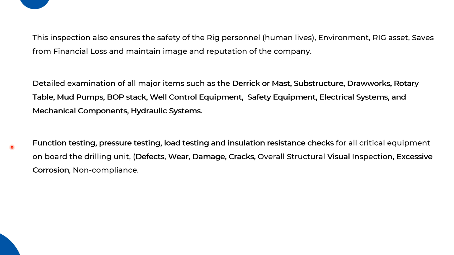Okay, actually a detailed examination of all the major items such as the derrick or mast, substructure, draw works, rotary table, mud pump, BOP stack, blowout preventer, and well control equipment. Now, if we talk about the well control equipment, it means the first one is the BOP. Okay, the BOP stack, the complete BOP stack. Then we have the accumulator, which is also called the CUMI unit, and then the choke manifold, and the mud gas separator and also the flare line are also well control equipment.